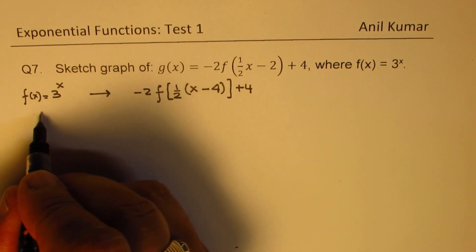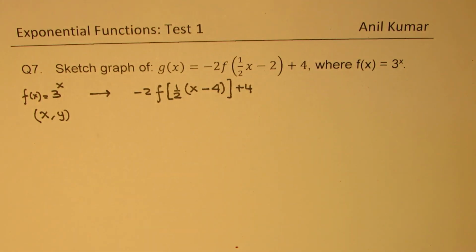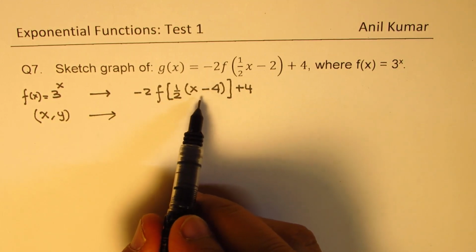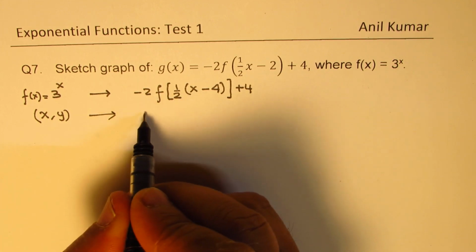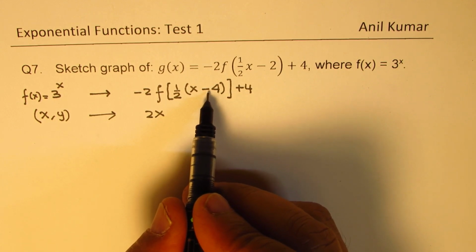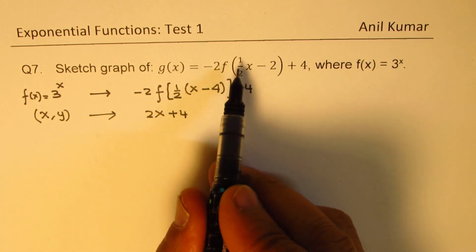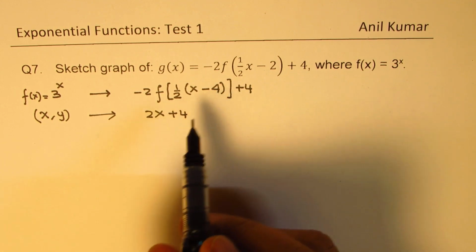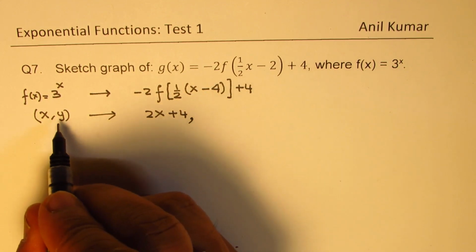So in this case, how will the coordinate points change? If I have x, y on the graph of 3 to the power of x, then the value of x will now get multiplied by 2, right? That is a horizontal stretch by a factor of 2. So we get 2x, and this point will shift 4 units to the right, so plus 4. Note that if I had not taken this common, some students could make a mistake of writing 2 instead of 4. That would be wrong.